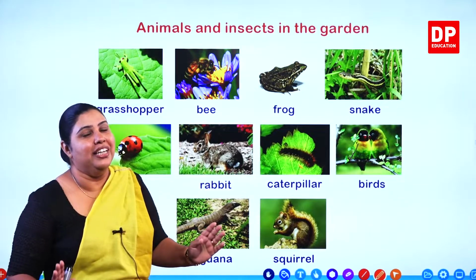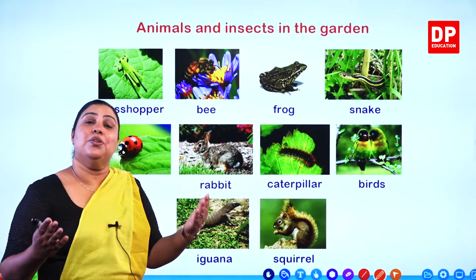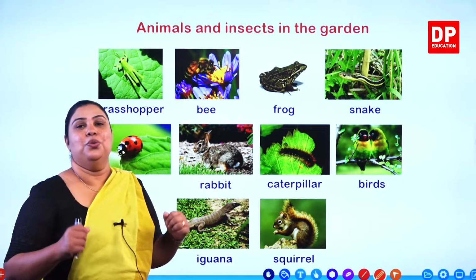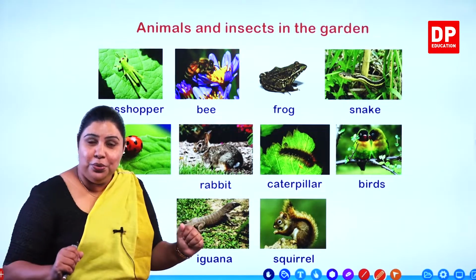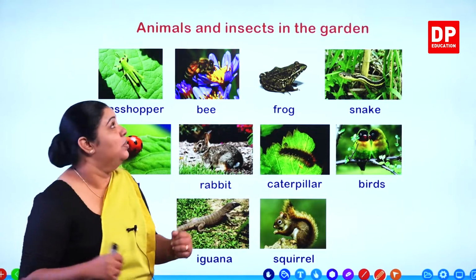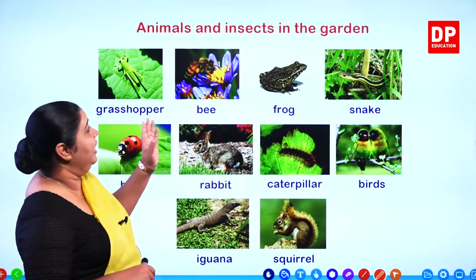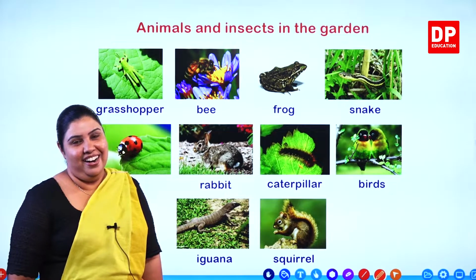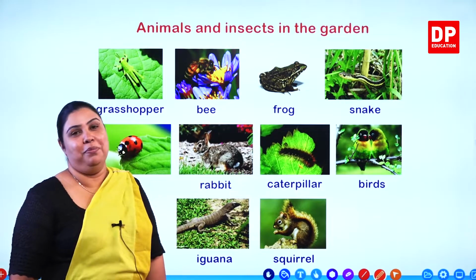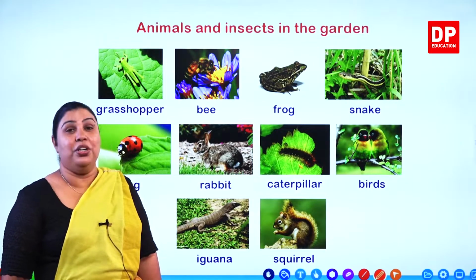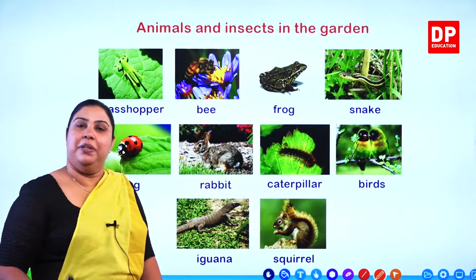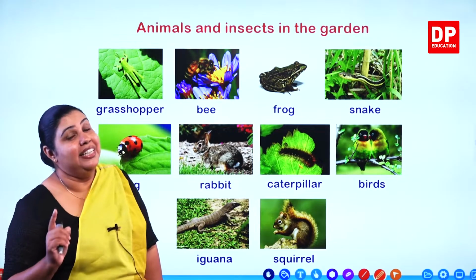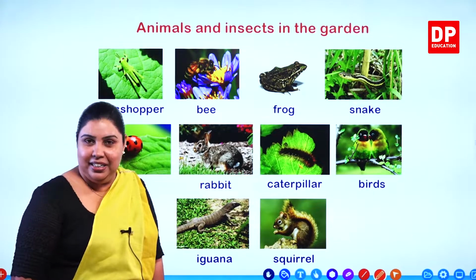They are all in our nature because we are talking about our nature. Nature is our friend. So I am going to show you and we are going to talk about animals and insects in the garden. So that is what we are going to talk about today. Teacher has brought you some colorful pictures to show you the animals and the insects that come to our garden.